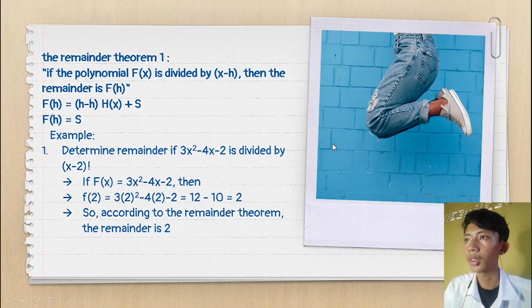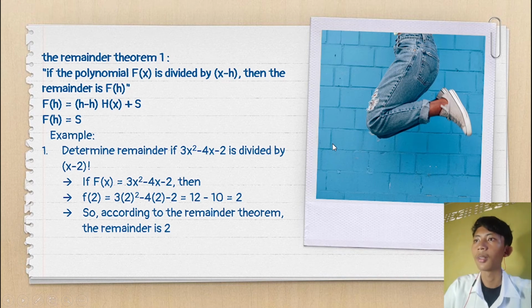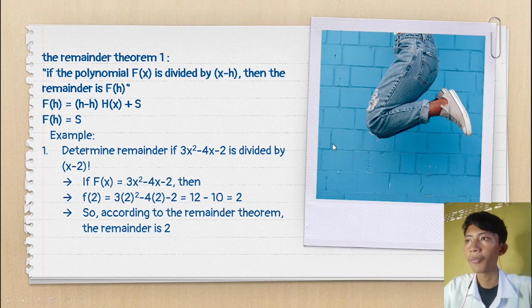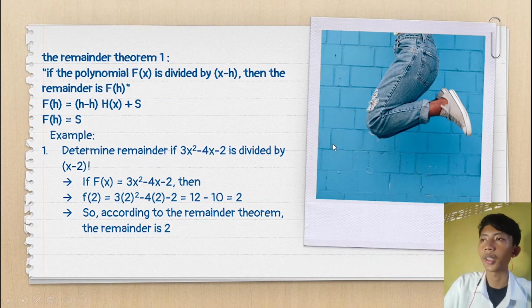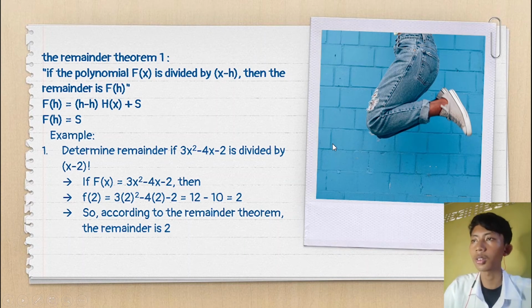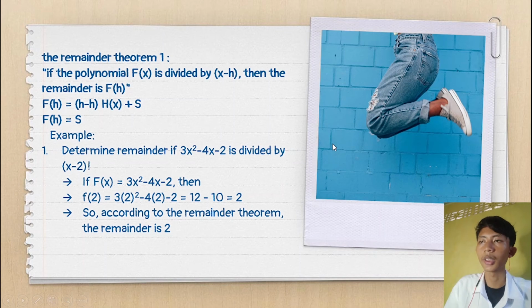Determine remainder if 3x squared minus 4x minus 2 is divided by x minus 2. And the answer is if f(x) = 3x squared minus 4x minus 2, then f(2) = 3 multiply 2 squared minus 4 multiply 2 minus 2 = 12 minus 10. And then the last result is 2. So according to the remainder theorem, the remainder is 2.